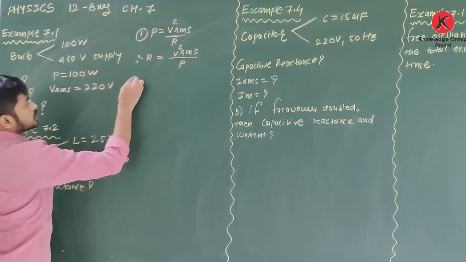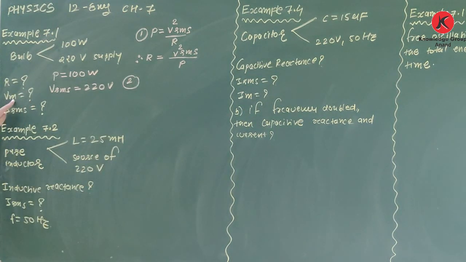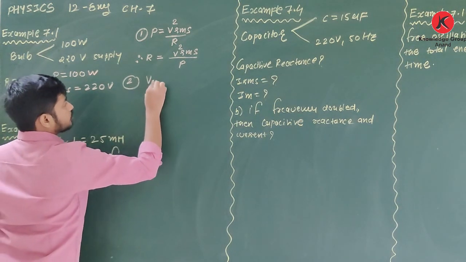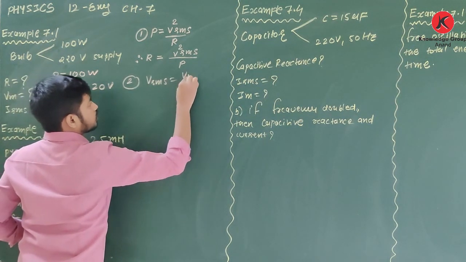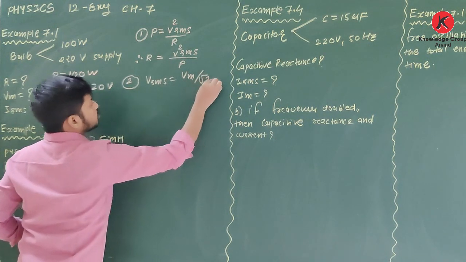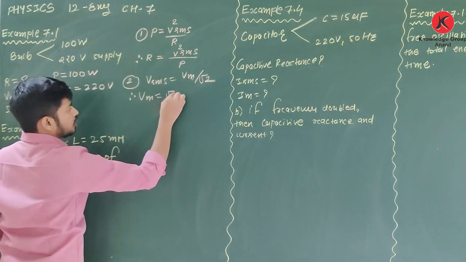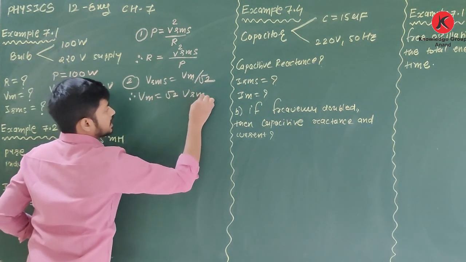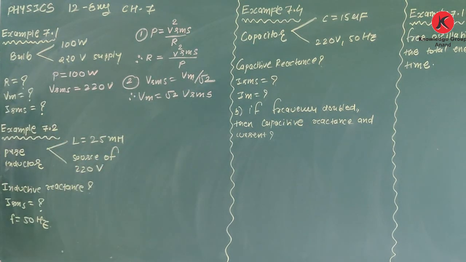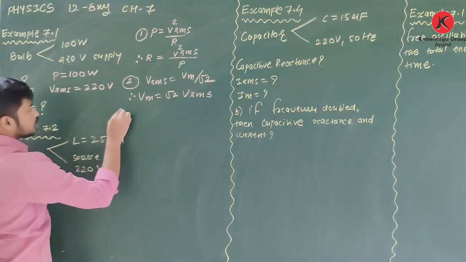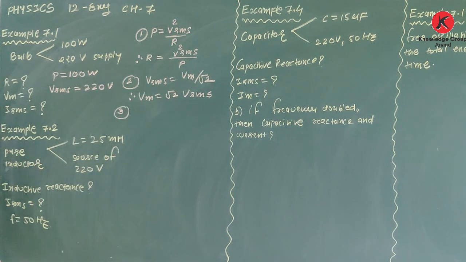Second question, find Vm, that is the maximum value of voltage. We know that Vrms is equal to Vm upon root 2. Therefore Vm is equal to root 2 times Vrms. So this is the answer of the second question. Third question, what is the IRMS current?